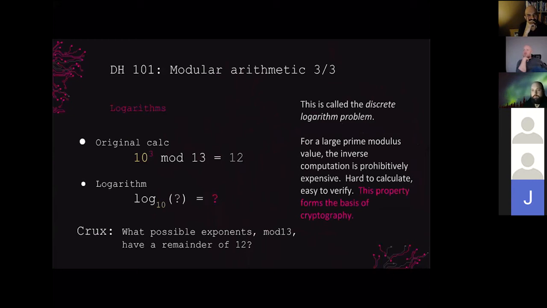And the fact that it's exceptionally hard to calculate the secret exponent, but it's very easy to verify whether or not it's correct. You can encrypt data and you can easily verify it. So this property is essentially the basis of encryption. It's called the discrete logarithm problem.